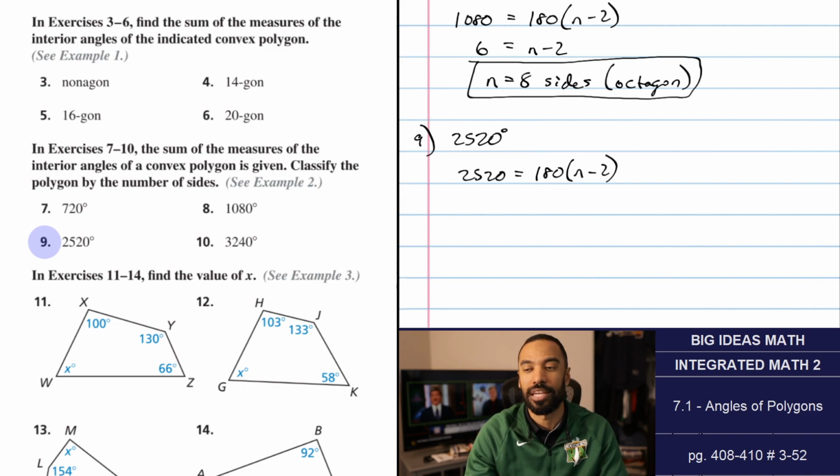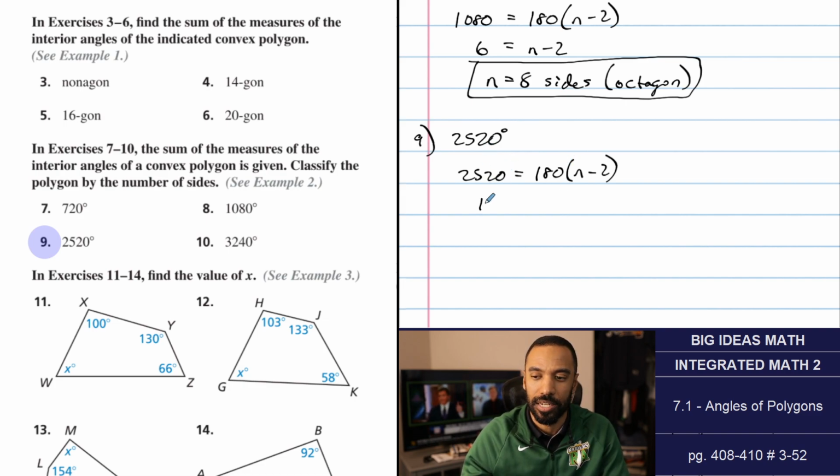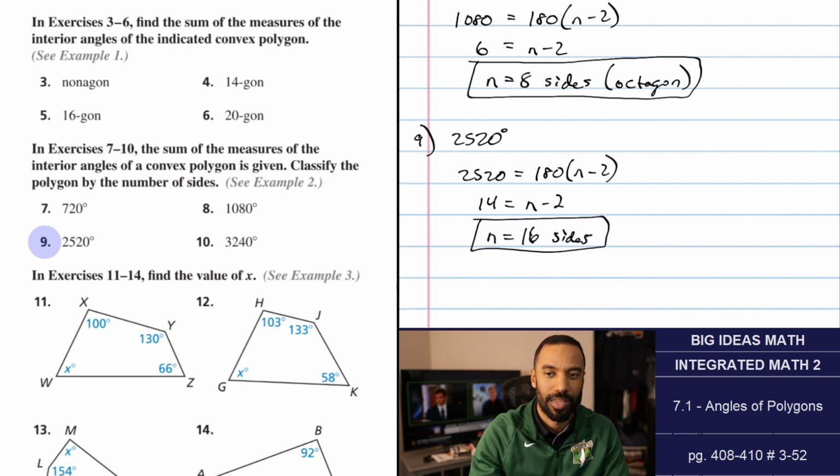14. Oh, because the answer is 16. Yeah. So 14 equals n minus 2. Add 2 to both sides. N is 16. 16 sides. I do not know the name of the shape. Apparently neither did they, or at least they didn't want to tell us.